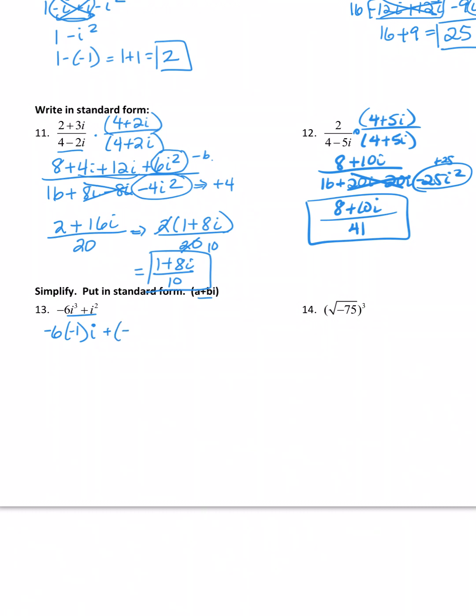Plus i squared is a negative 1. So let's see what happens here. This becomes a 6i minus 1. So to put it in standard form, I have to put the real parts first. So I end up with negative 1 plus 6i.